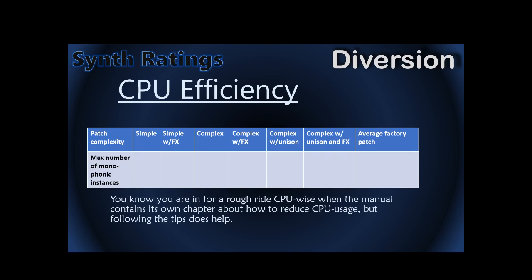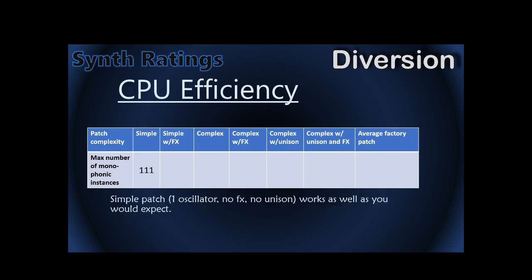The testing is done by playing a single sequence with only single notes, so they're monophonic, and duplicating that instance of Diversion as many times as we can before the CPU hits the ceiling. So if I do this with a simple patch, say the default patch, we get 111 maximum instances. That's a one oscillator, no effects, no unison patch. And that works as well as you would expect.